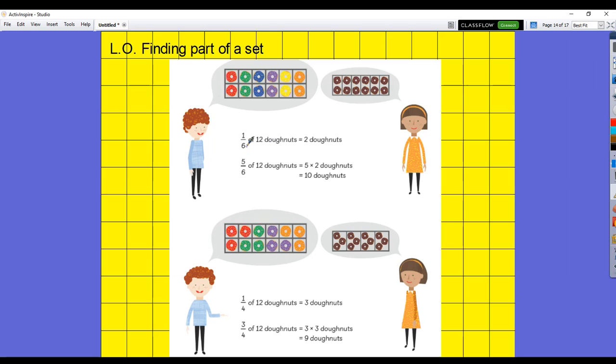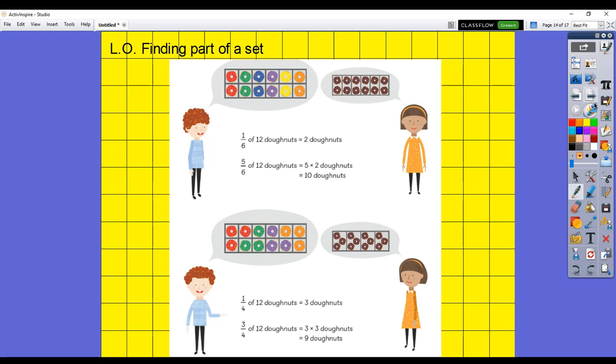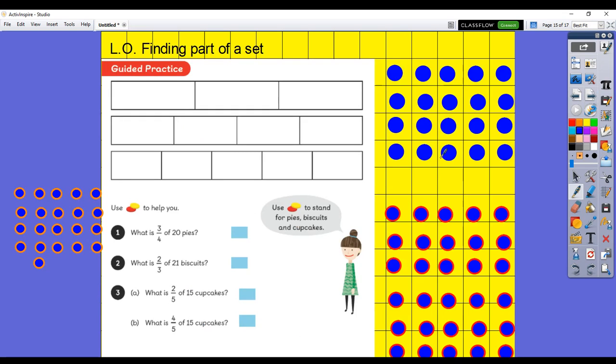Okay, so another way to look at it, we can say 1/6 of 12 is going to equal 2 donuts. So 5/6 of 12 is 5 times 2 is going to be 10 donuts. 1/4 of 12 is 3 donuts. So 3 times 3 is going to equal 9 donuts. Okay, just what we did just then.